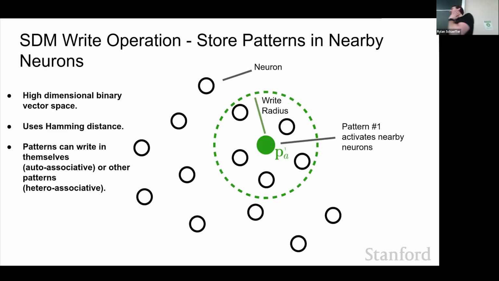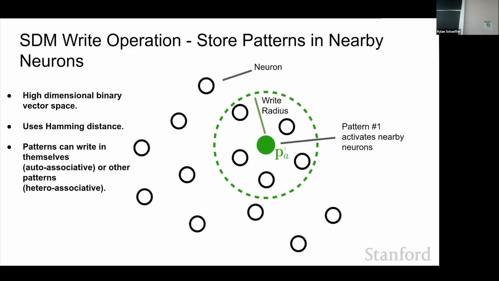Okay, so first, we're going to look at the write operation for sparse distributed memory. We're in this high-dimensional binary vector space. We're using Hamming distance as our metric for now. We'll move to continuous later. And we have this green pattern, which is represented by the solid dot, and the hollow circles are these hypothetical neurons. Also, think of everything quite abstractly, and then we'll map to biology later.